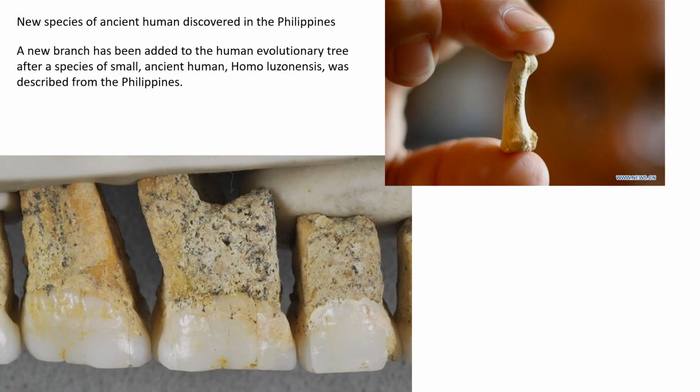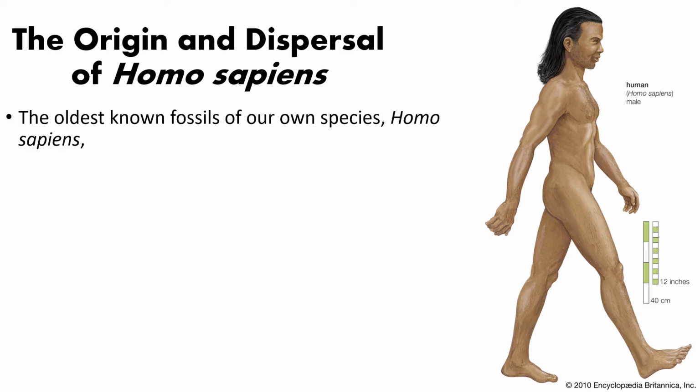Another new species that was recently discovered in the Philippines, we have both dental, so we can see their teeth, and also this is a foot bone. This is going to add a new branch to the human evolutionary tree, and this one is called Homo luzonensis, which again has just recently been found in the Philippines.